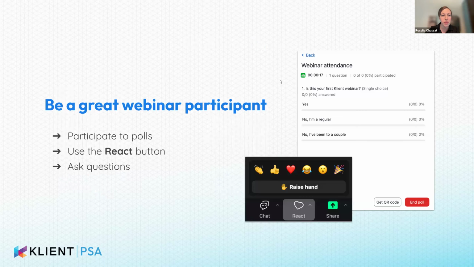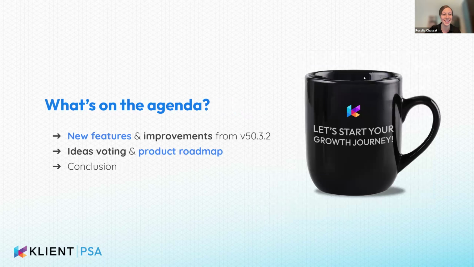As always, how to be a great webinar participant: make sure you participate in our polls. We'll have a couple today. Use the react button as well. We talk about a lot of things, and it can go really quickly if you send us emojis showing whether you like what we talk about or not. Use the Q&A to ask questions, or the chat. You can ask questions in the chat for everybody or just to us. We'll try as much as possible to answer the questions today, but if we're not able to, we will reach out to you afterwards.